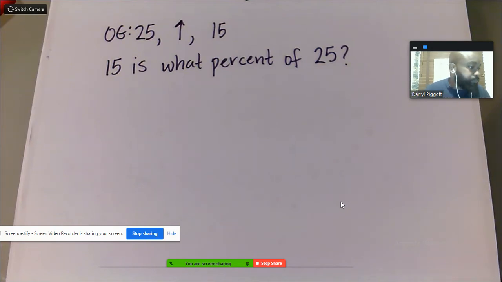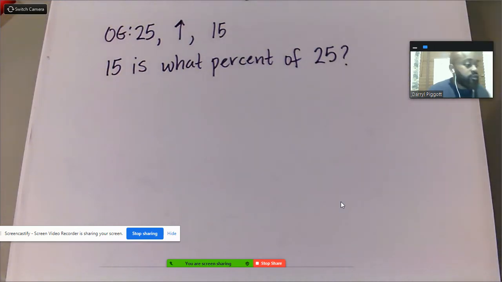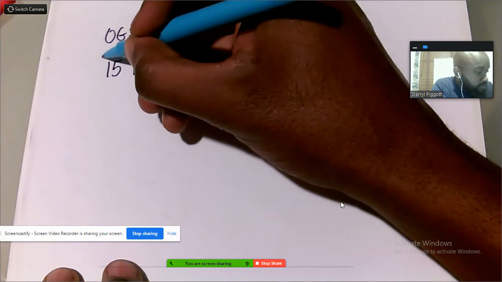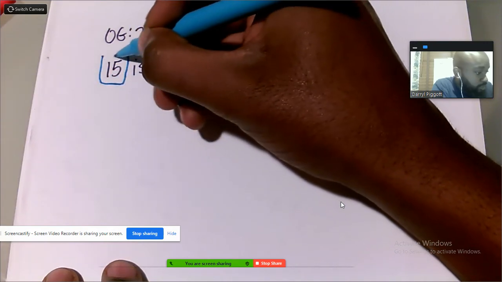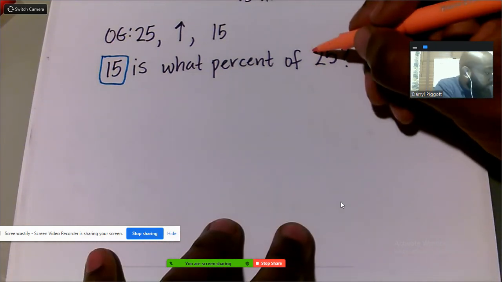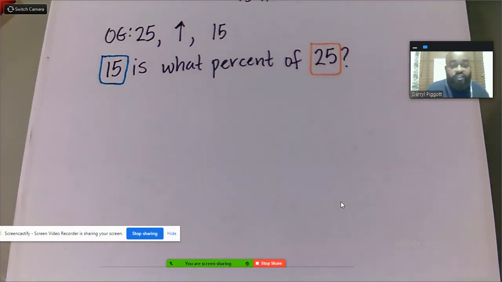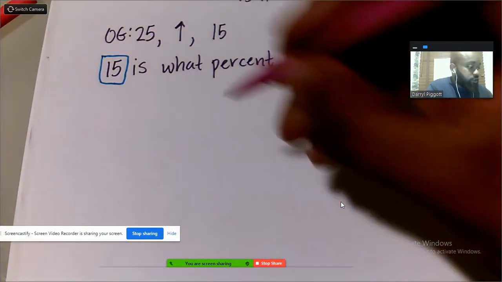All right, so I do want to label this the same way we were labeling things last week. So I'm going to circle my is. It says 15 is. So I'm going to circle that in blue. I'm going to put 15 in the is spot. It says of 25, so I'm going to put that in orange. I guess I said circle. I shouldn't have said circle. More like a box. And then our percent is going to be the thing that is our unknown.